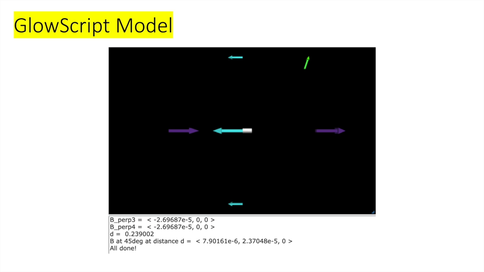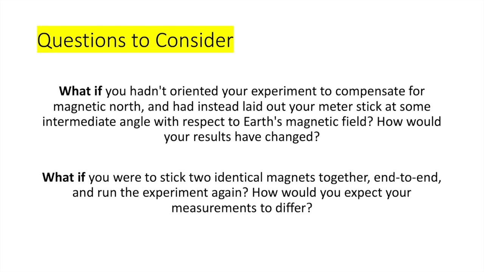To conclude, I'm going to discuss a few questions to consider given our findings. If I hadn't oriented the experiment to account for magnetic north, and I had instead just laid the meter stick at an intermediate angle, my results would have been quite different. By not accounting for magnetic north, I make it impossible to know which part of my data is due to the Earth's magnetic field and which part is due to the bar magnet's magnetic field.